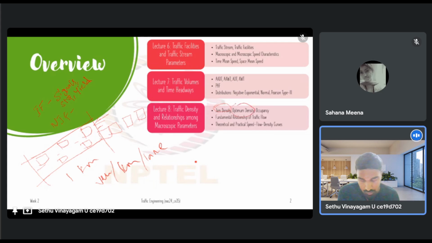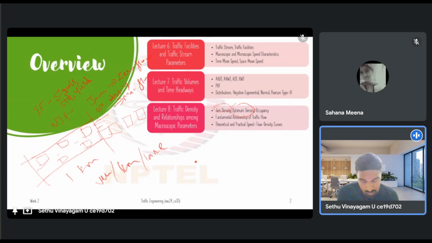And then we have the optimum density. So what is optimum density? Optimum density is that density where the flow is high, right? So jam density will have zero flow, whereas optimum density corresponds to maximum flow, right? I told you that flow varies with density, but at one particular density, you'll see the maximum flow occurring, and that particular density value is called the optimum density, right?